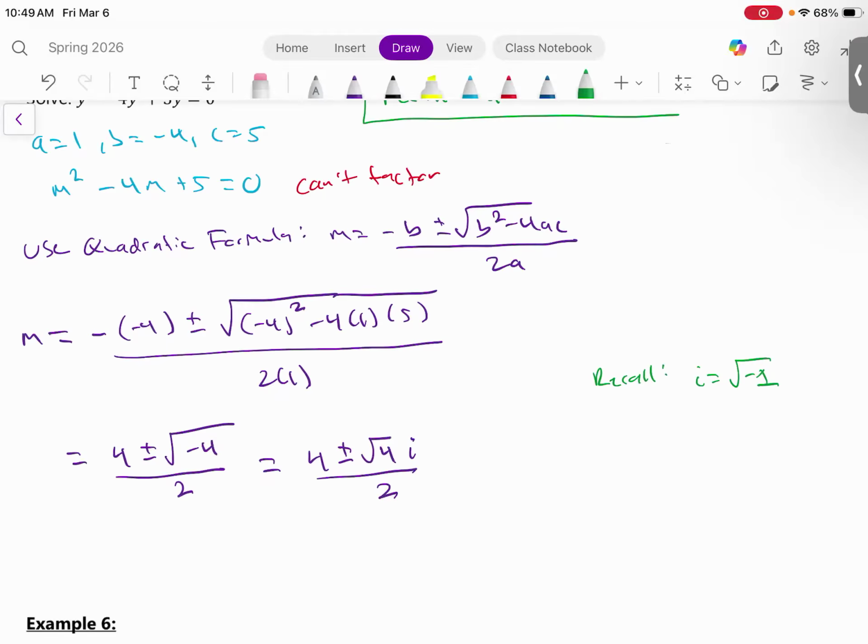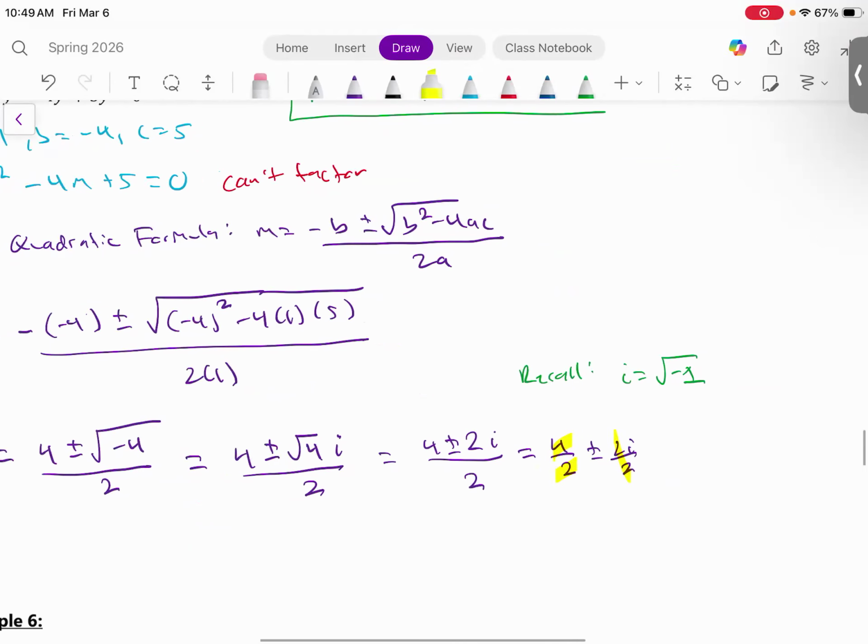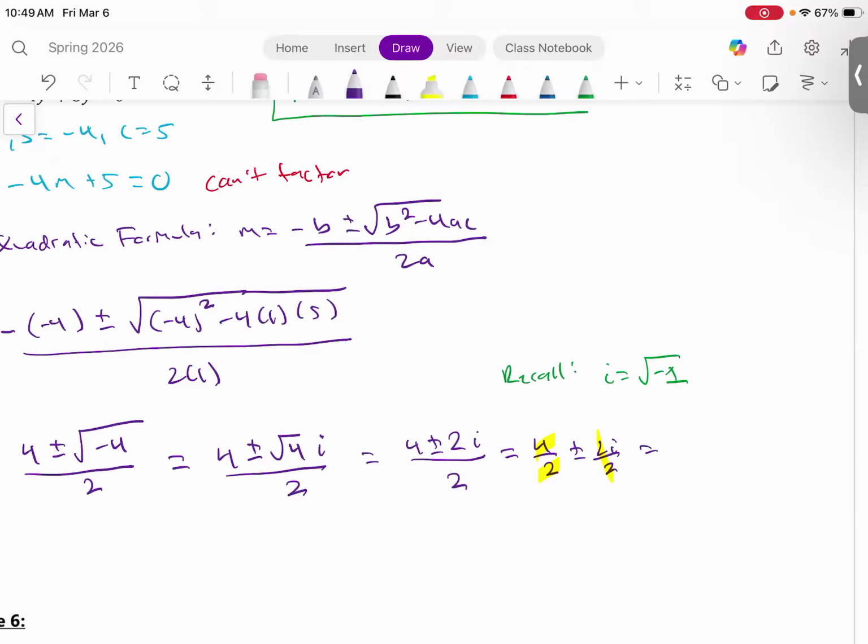And the square root of 4 just becomes 2. So it's 4 plus or minus 2i over 2. The way we would think about this is 4 over 2 plus or minus 2i over 2, and so things cancel out. The 2's cancel, and the 4 becomes 2. And so what we get is 2 plus or minus i.